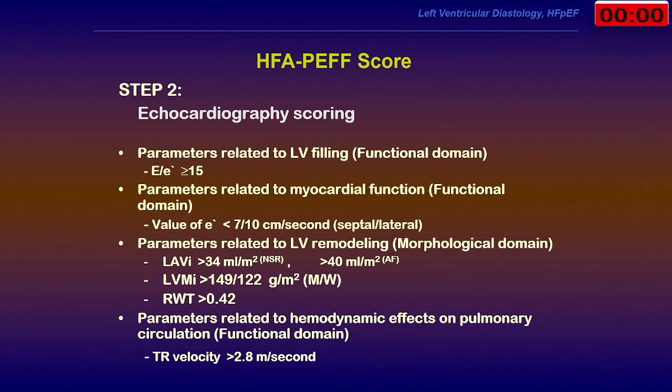Another assessment figure is the left ventricular mass index, more than 150 in males or 122 in females, and the relative wall thickness more than 0.42. The last thing is parameters related to the hemodynamic effect on pulmonary circulation, which is the functional domain, tricuspid regurgitation velocity, without adding the right atrial pressure. Just the tricuspid velocity is more than 2.8, and I'm not talking about pulmonary artery systolic pressure. I'm talking about right ventricular systolic pressure or velocity of more than 2.8.